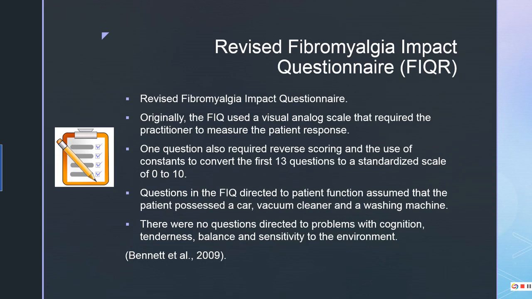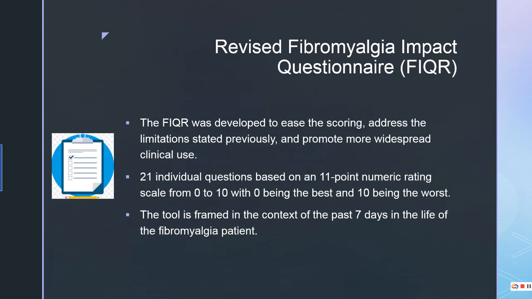Questions in the FIQ directed to a patient function assumed that the patient possessed a car, vacuum cleaner, and a washing machine. There were no questions directed to problems with cognition, tenderness, balance, and sensitivity to the environment, which are now considered important areas to assess. The FIQR was developed to ease the scoring, address the limitations stated previously, and promote more widespread clinical use.